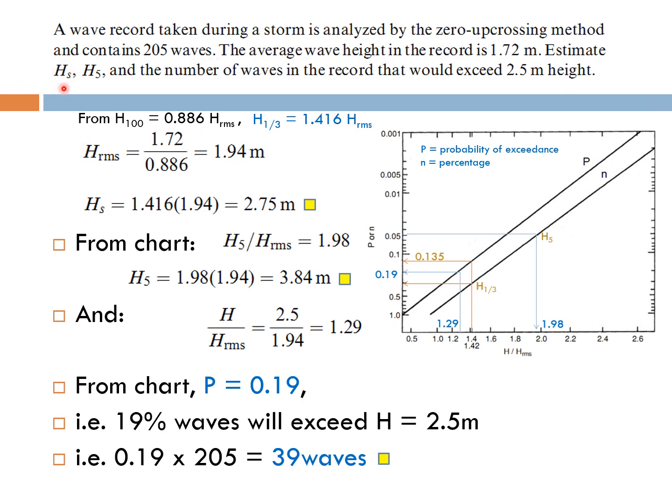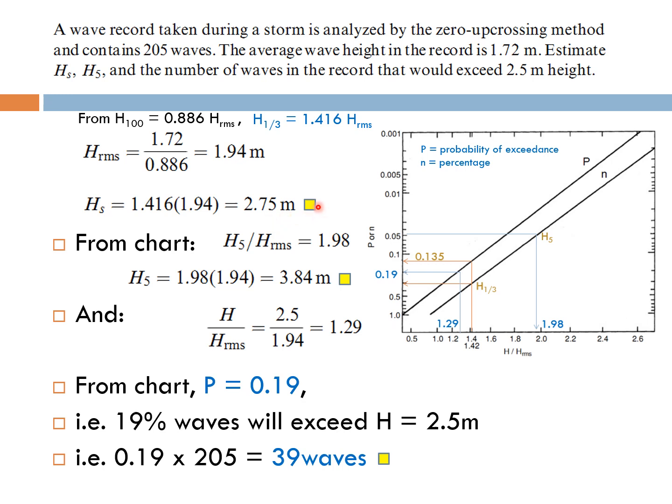We want to estimate the significant wave height. Now, assuming that the wave fulfills the Rayleigh distribution, then we know that average wave height is equal to 0.886 of HRMS. So if we rearrange this equation, we are able to calculate the HRMS, which is 1.94 meter. And also, if the wave fulfills the Rayleigh distribution, then H1/3 must be equal to 1.416 of HRMS. So that will allow us to calculate the significant wave height, which is 2.75 meter.